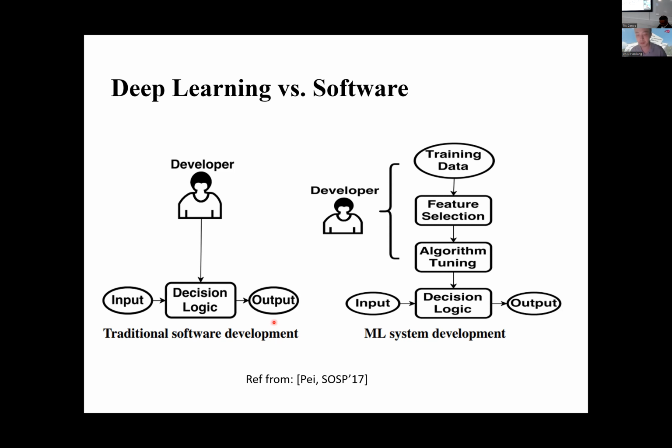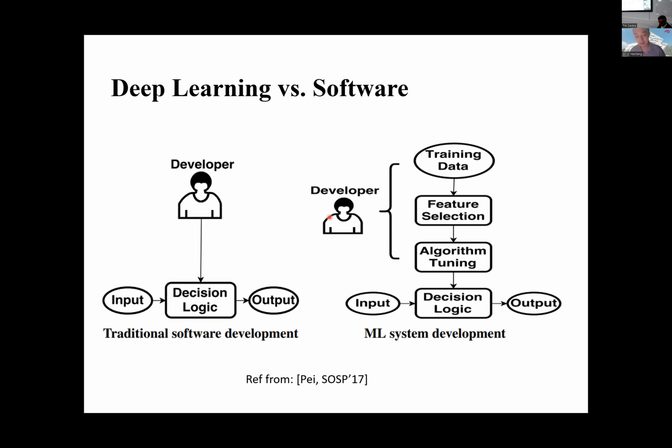So for the traditional software deployment, as you can see from this figure, this is how software people analyze the problem: we have the input and output, and we want to analyze the decision logic, where the decision logic is actually made by the developer, for example, through coding or some other kinds of platform.